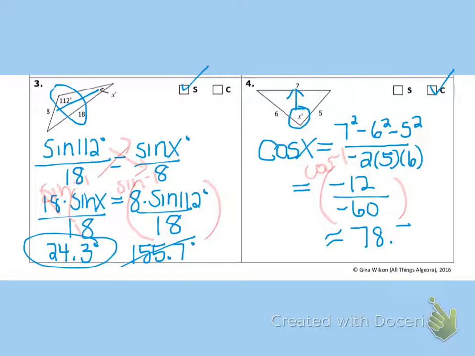78.5 degrees. And the nice part about using the law of cosines to find angles is there's no such thing as the ambiguous case for the law of cosines. It is what it is. If you know the 3 sides, you'll find the angle directly. There are no other possibilities. So that's the nice thing about the law of cosines, if you can use it: it's a very exact process with a known value.